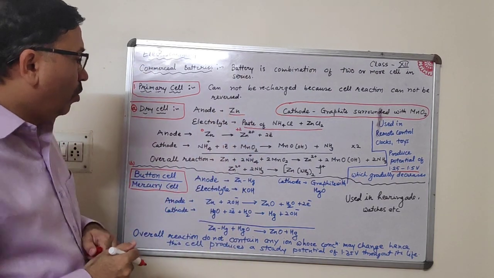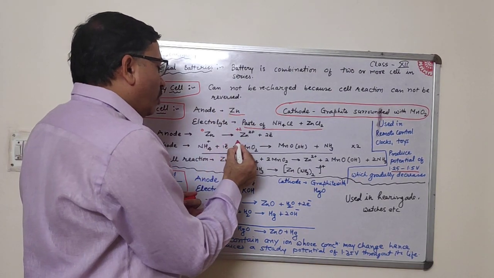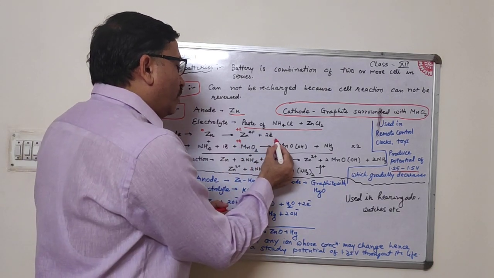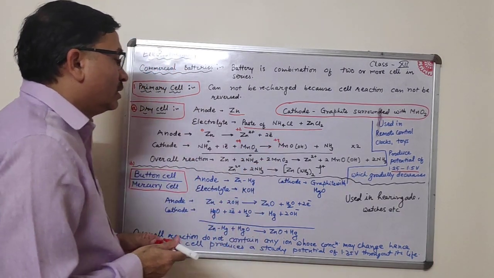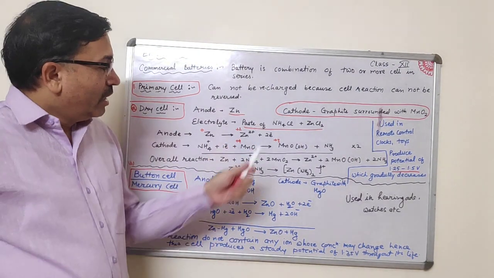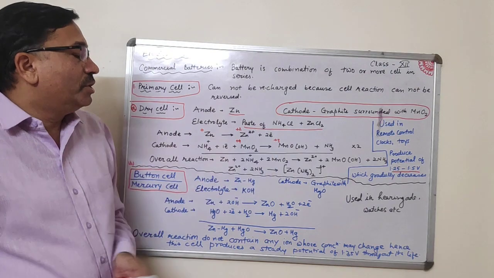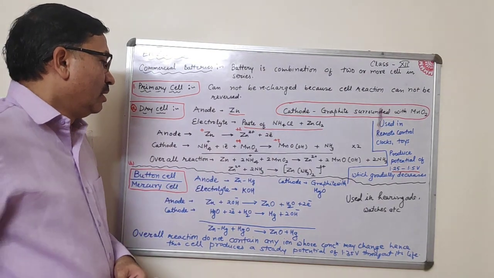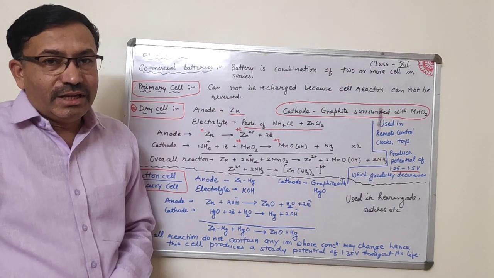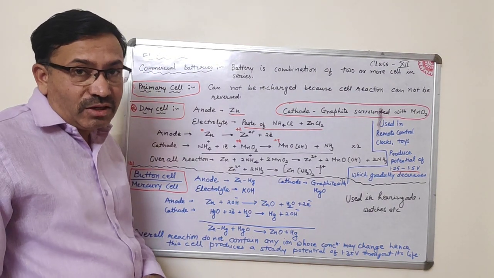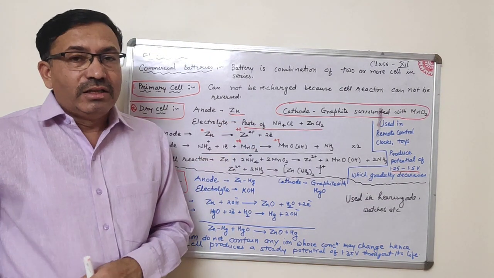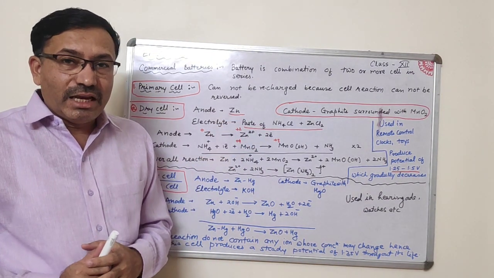And at the cathode, the oxidation number of manganese in MnO2 is +4, shifting to +3. This is a very important case. You rarely find the +3 oxidation state of manganese, and this is a +3 oxidation state case of manganese, and ammonia is produced. This ammonia is corrosive in nature. If it remains in the form of NH3, what happens? It will damage the cell.